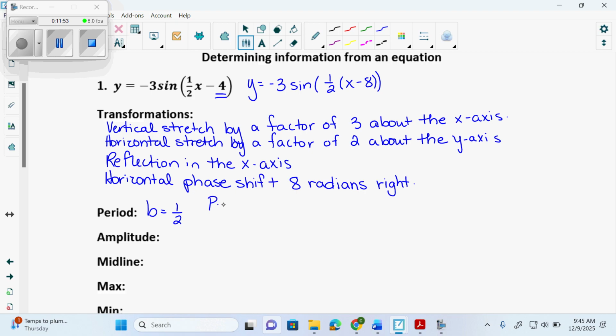So period is 2 pi divided by B. If your C was in degrees, it'd be 360 degrees divided by B. So we're going to get 2 pi divided by 1/2, which is 2 pi times 2 over 1, which is 4 pi.